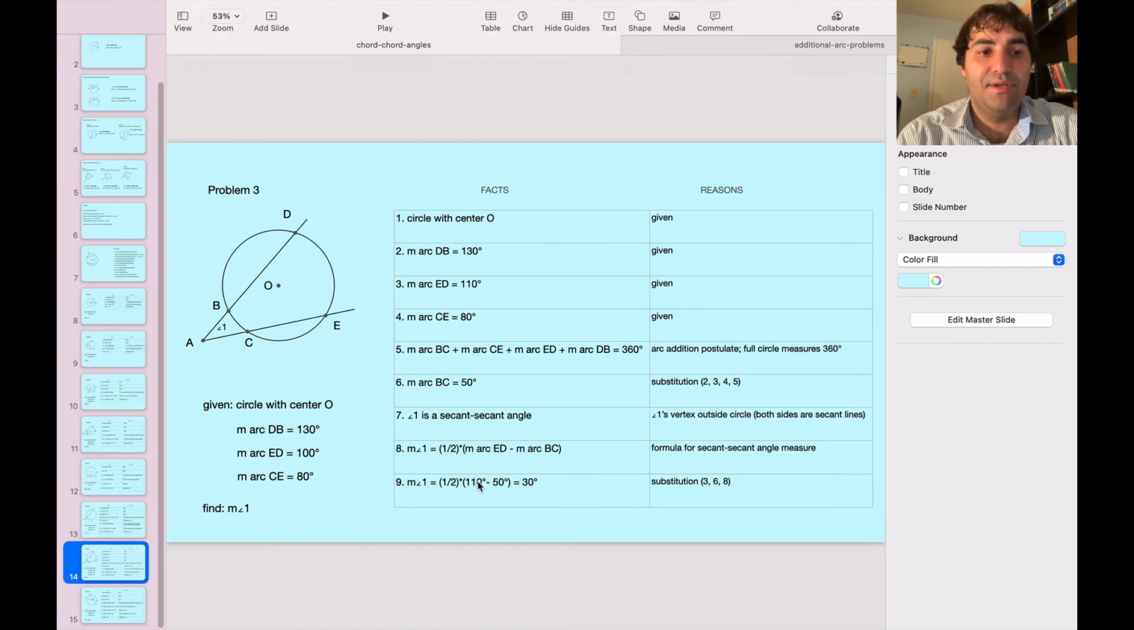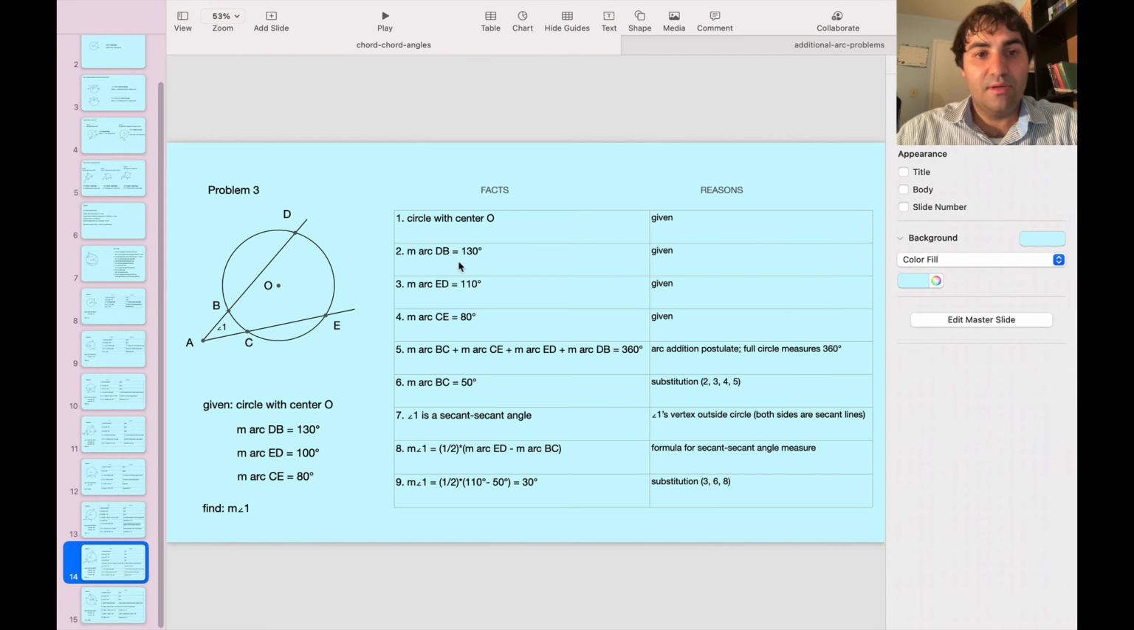Okay, so problem 3, given a circle of center O, the measure of arc DB equals 130 degrees, the measure of arc ED equals 100 degrees, and the measure of arc CE equals 80 degrees. Find the measure of angle 1. So write down our givens, and we know if we add these 4 arcs together, we should get 360 degrees, right? Their measures together, I mean. So we can use our arc addition postulate, and full circle measures 360 degrees.